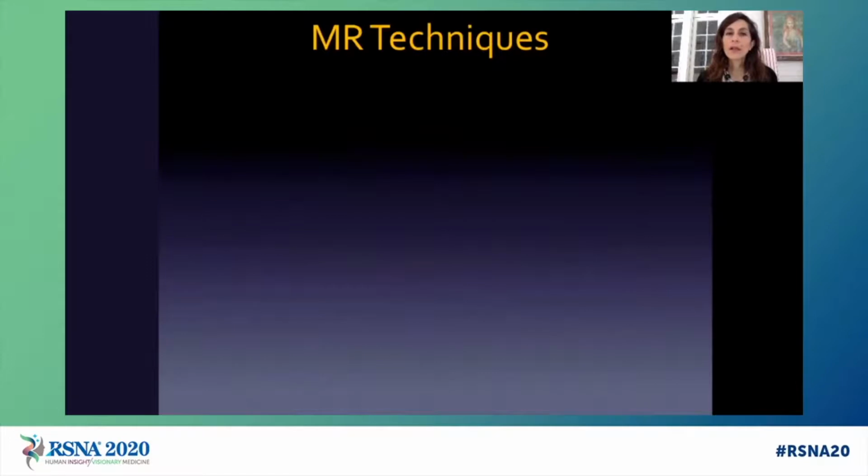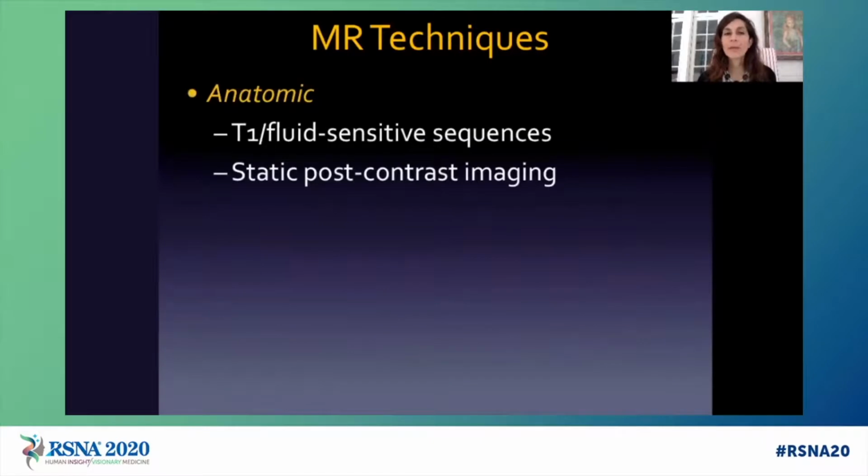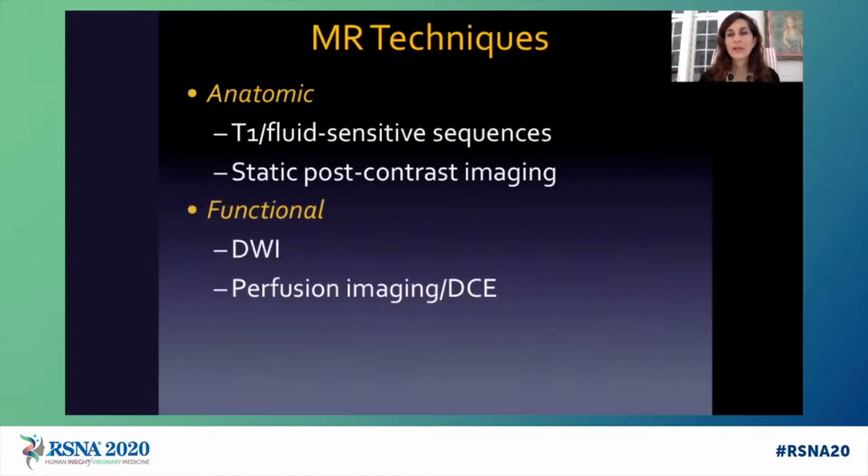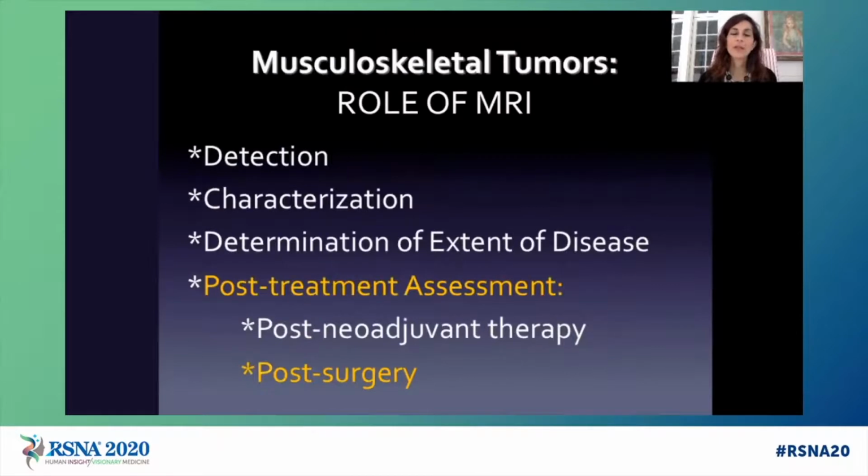This talk will go into the varied MR techniques that we have available to us to assess the postoperative patient and what to expect. First and foremost, we think about anatomic sequences with T1 and fluid-sensitive sequences, as well as static post-contrast T1 imaging. But there are also functional sequences that are fast and easily implemented into a postoperative MRI tumor protocol, and these include diffusion and perfusion, or dynamic contrast enhanced MRI. And then finally, there's metabolic imaging with spectroscopy, which is not relevant to routine imaging of the postoperative patient.